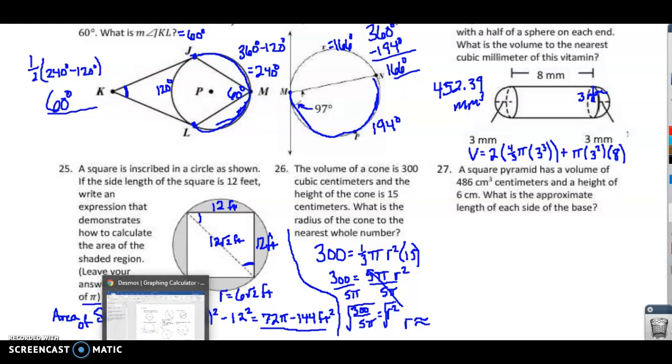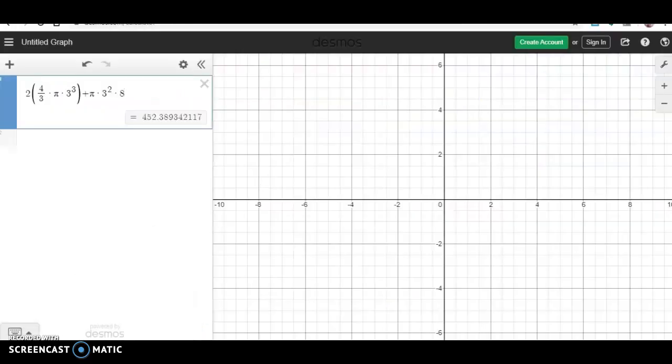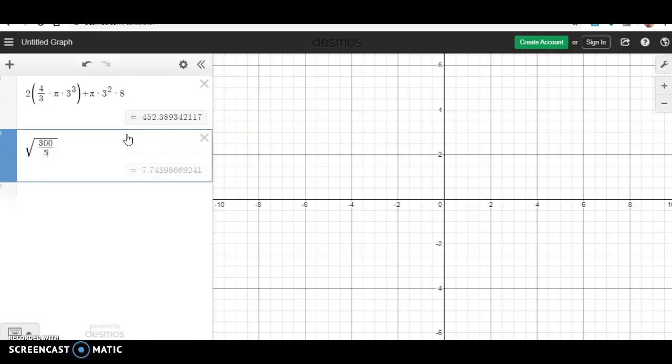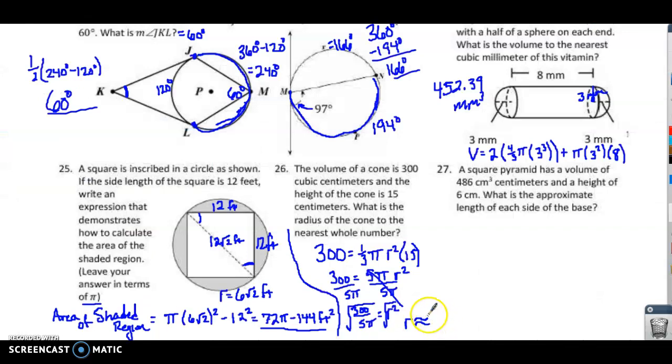So let's type that into Desmos really quickly. We've got the square root of 300 divided by 5 pi. Well, that's a radius rounded to the nearest whole number of about 4 units. So that's going to be 4 centimeters, rounded to the nearest whole number. Moving on to number 27.